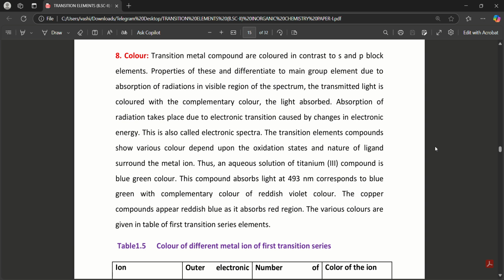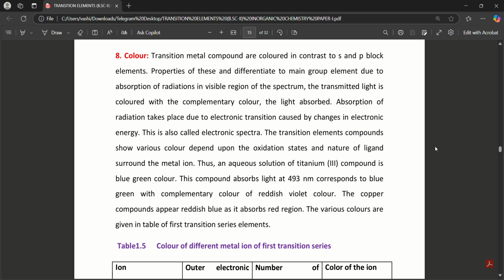Color. Transition metal compounds are colored in contrast to s and p group elements. These properties differentiate them from main group elements due to absorption of radiation in the visible region of the spectrum. The transmitted light is colored with the complementary color. The absorption of radiation takes place due to electronic transitions caused by changes in electronic energy. This is also called electronic spectra. The transition element compounds show various colors depending upon the oxidation state and the nature of the ligand surrounding the metal ion.